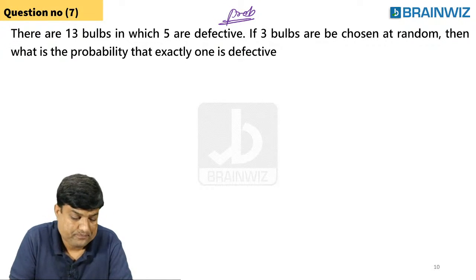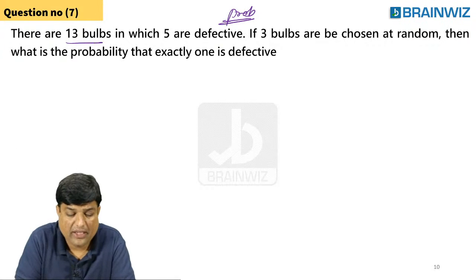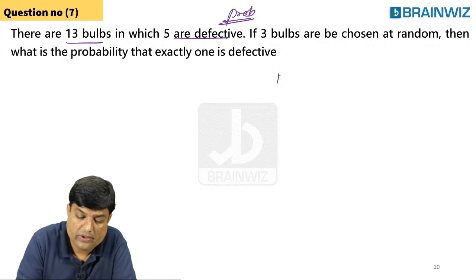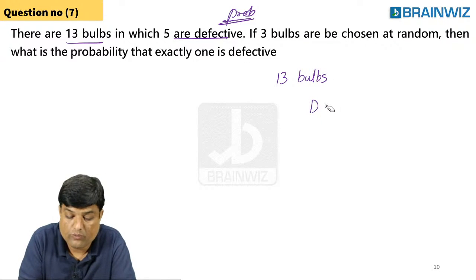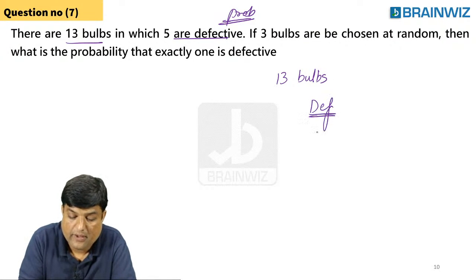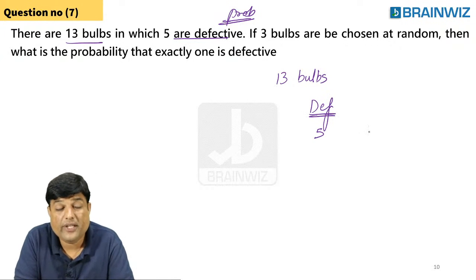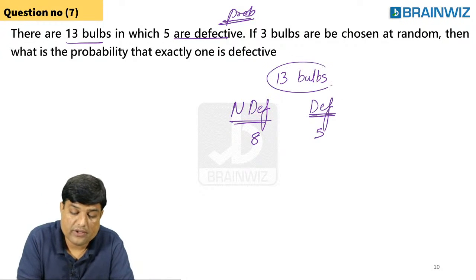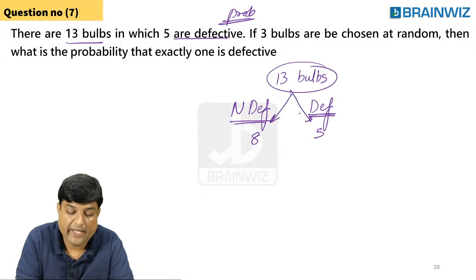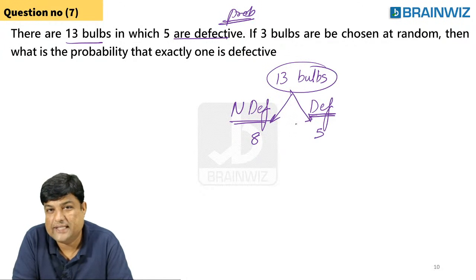What did he say here? There are 13 bulbs in which 5 are defective. Means overall 13 bulbs are there, in which 5 are defective. You know, defective means the ones which are not working fine. 5 are defective. So how many are non-defective, guys? Is it 5? No, 8. So there are overall 13 bulbs: 5 are defective, 8 are non-defective. You can call them good bulbs as well.